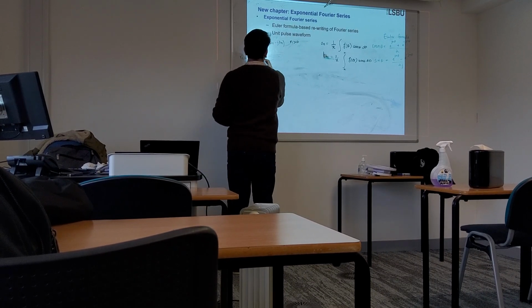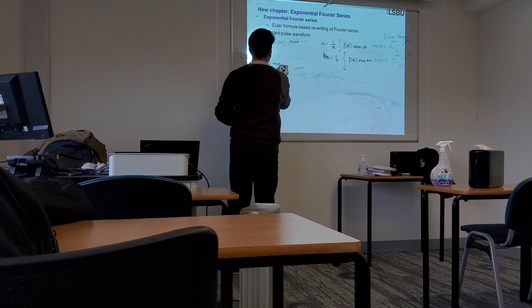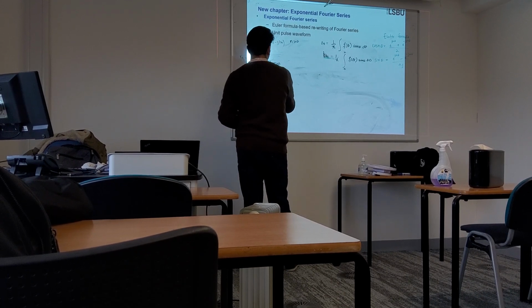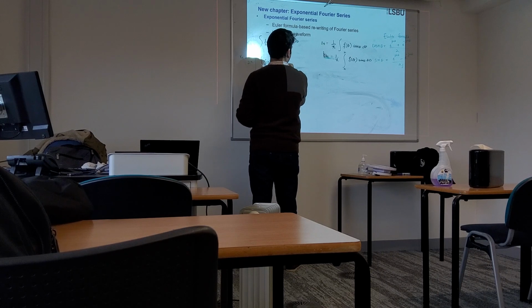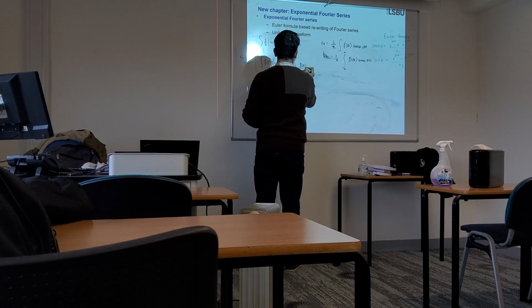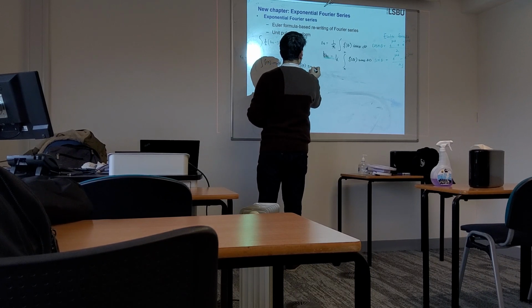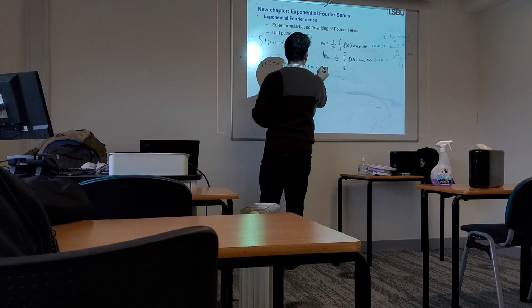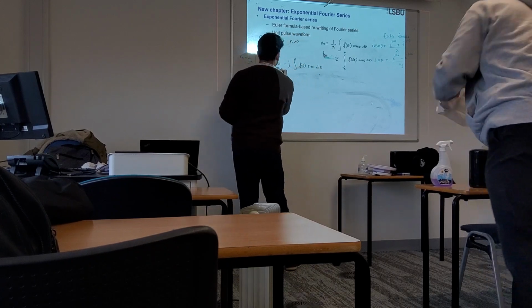So it would be: An is the integral of f of theta cosine of n theta, minus j. What is Bn? Bn is the integral of f of theta sine of n theta d theta. Sorry, I will put d theta here too.